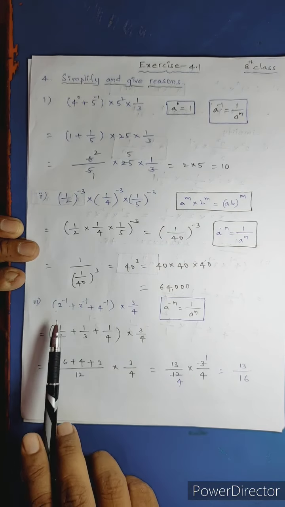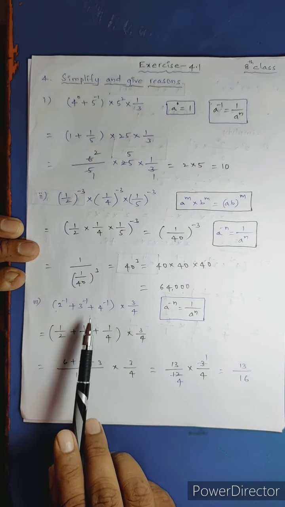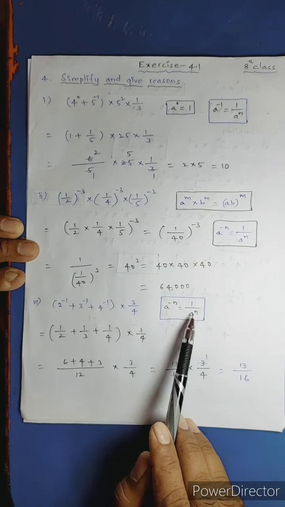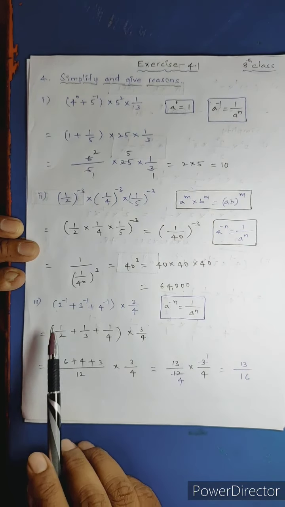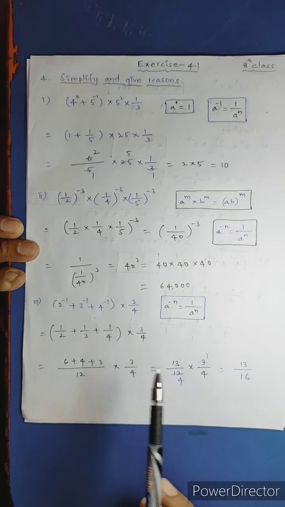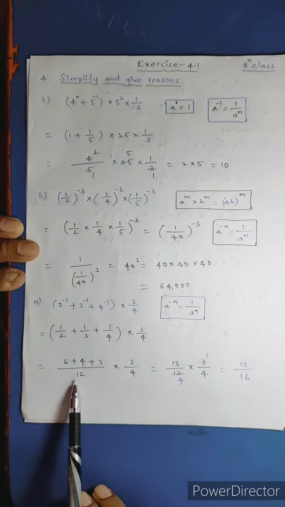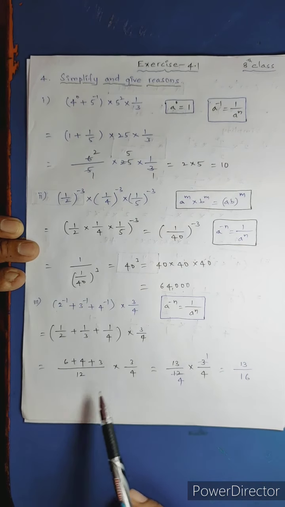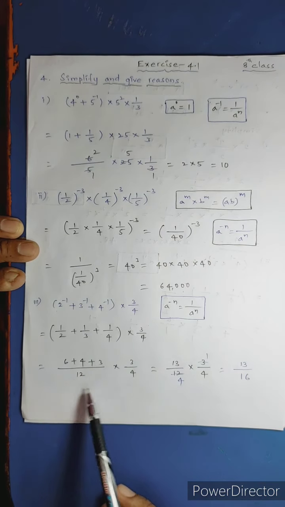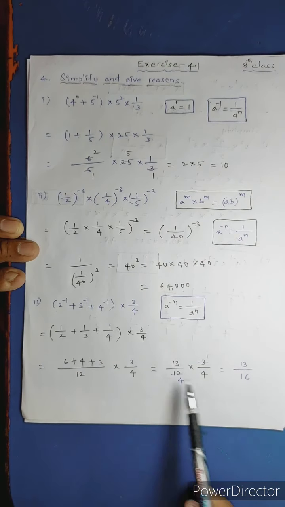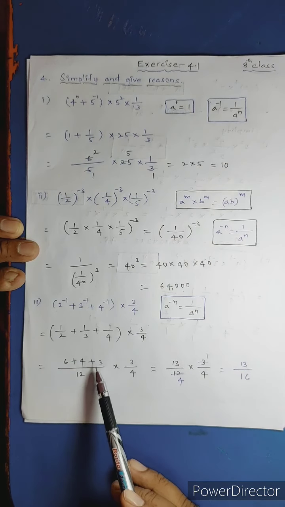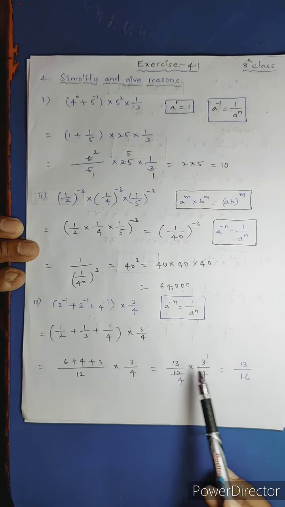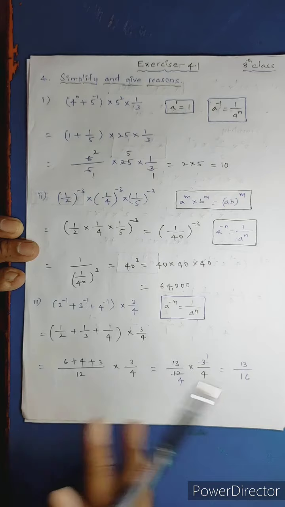Now the third problem: (2 inverse + 3 inverse + 4 inverse) into 3 by 4. a^-n is equal to 1 by a^n. So (1/2 + 1/3 + 1/4) into 3 by 4. For 2, 3, 4, the LCM is 12. 2 6s are 12, 6 1 is 6. 3 4s are 12, 4 1 is 4. 4 3s are 12, 3 1 is 3. So 6 + 4 + 3 = 13 by 12, into 3 by 4. 3 1 is 3, 3 4s are 12. 13 1 is 13, by 4 4s are 16.